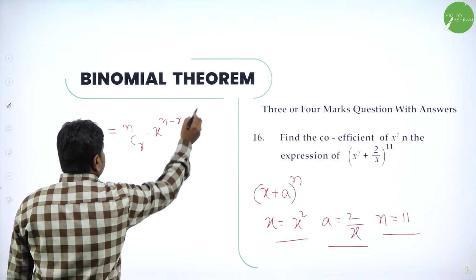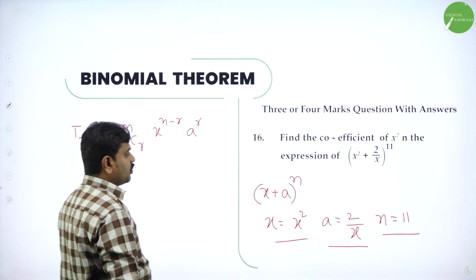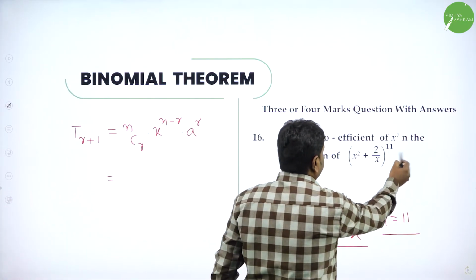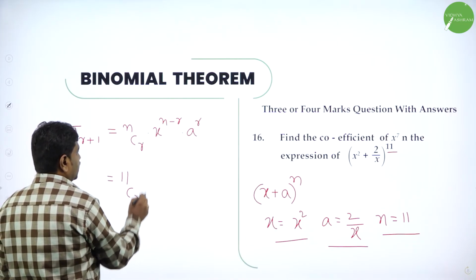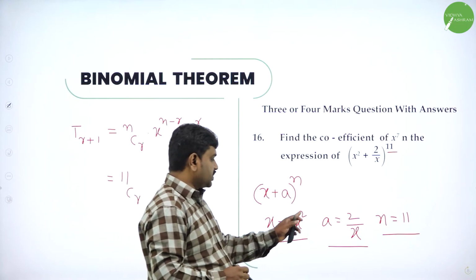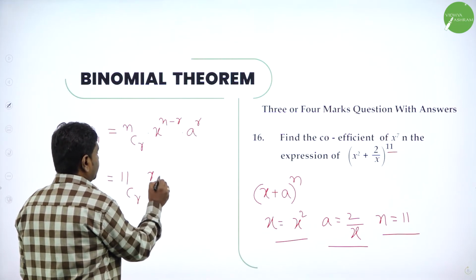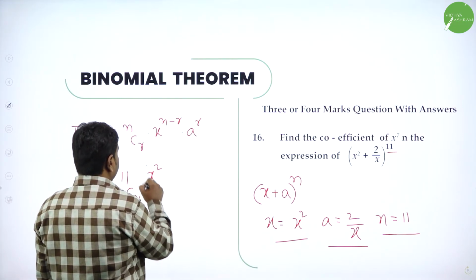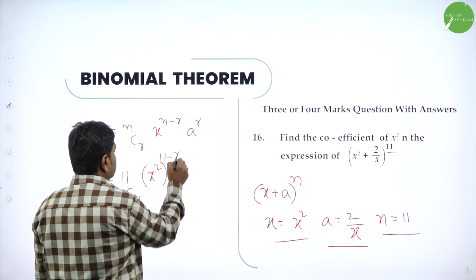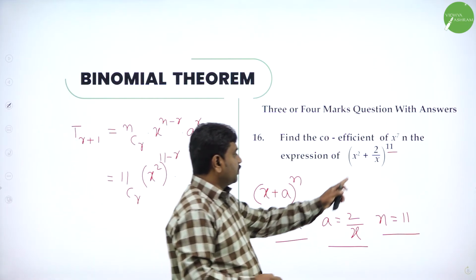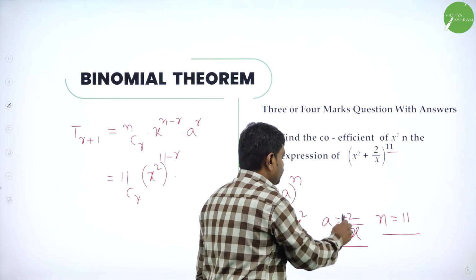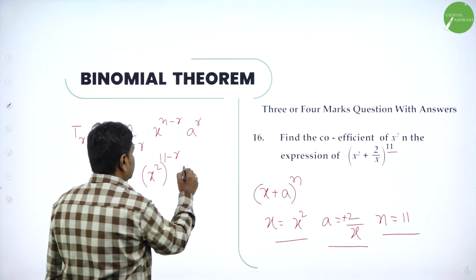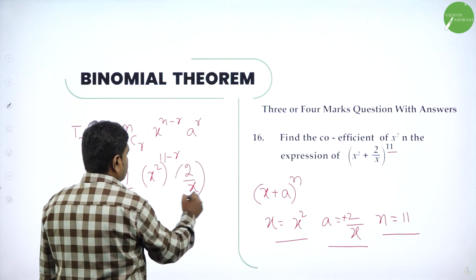What is the meaning? In nCr, n means the overall power. What is the overall power given? 11. So n is 11, so 11Cr. And x means the first term. What is the first term we have? x square. x square power n minus r, that is (x square) power 11 minus r. Second term, what is the second term? Sorry, plus 2 by x. Yeah, it's plus 2 by x. The second term is (2 by x) power r.